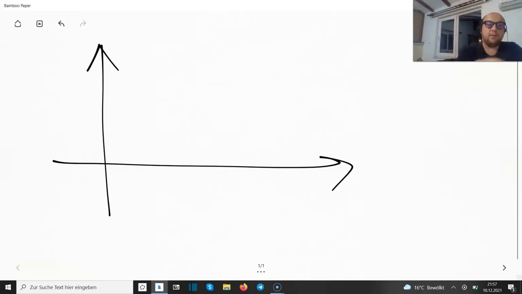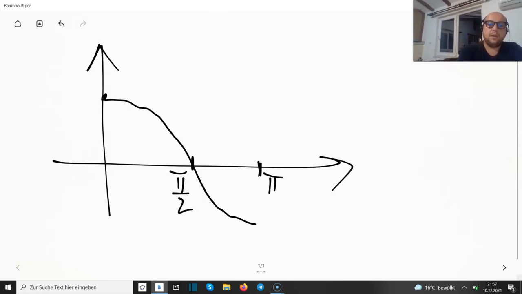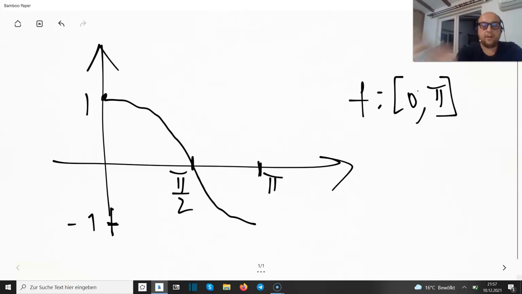As you remember, the graph looks like that. So we start at cosine of 0 is 1 if you remember, and we go like that. All right, so at pi divided by 2, we have the value of 0. At pi, we get the value of -1. Okay, so that means if we have f, which goes from 0 to pi, well, this is the only interval where the function is supposed to be invertible.